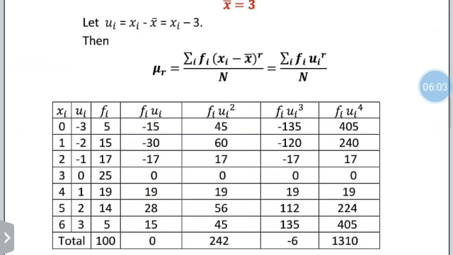Next, we add all the columns fi into ui, fi into ui square, fi into ui cube and fi into ui power 4, and write them in the last row. That is, the summation of fi is 100, summation over i fi ui is 0, summation over i fi ui square is 242, summation over i fi ui cube is -6 and summation over i fi ui power 4 is 1310.